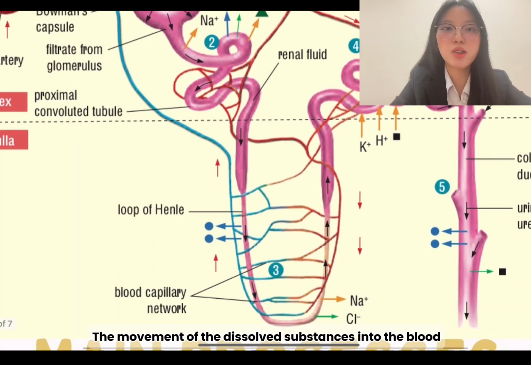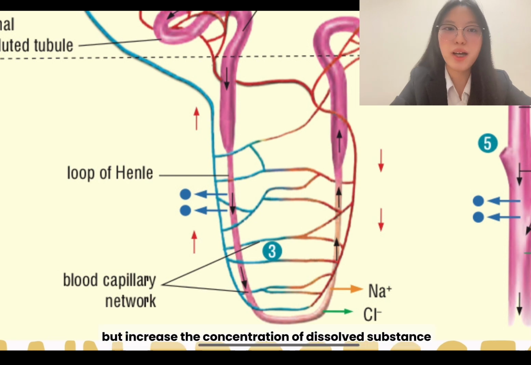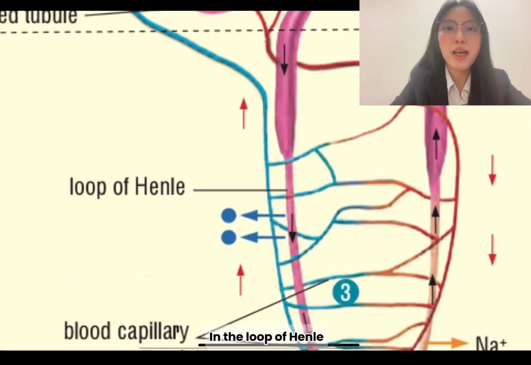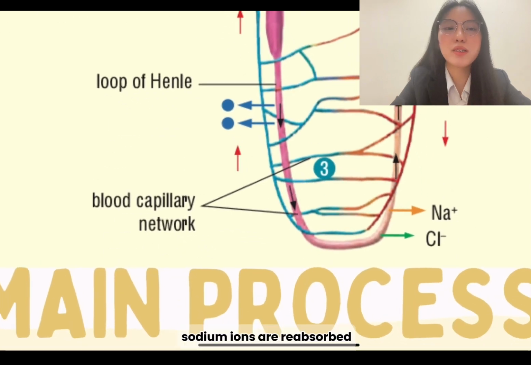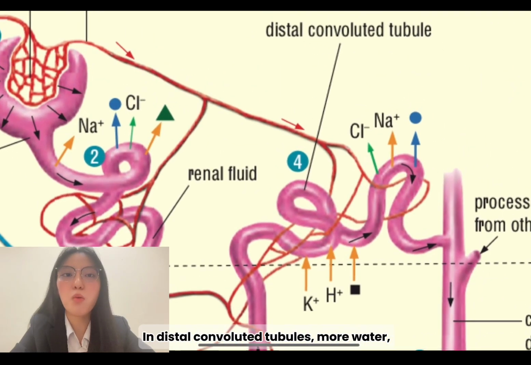The movement of dissolved substances into the blood capillary network reduces the concentration of dissolved substances in the glomerular filtrate but increases the concentration of dissolved substances in the blood capillaries. As a result, water can enter the blood capillary through osmosis. In the loop of Henle, water is reabsorbed through osmosis. Sodium ions are reabsorbed through active transport. In the distal convoluted tubule, more water, sodium, and chloride ions are reabsorbed. The amount of water and salts reabsorbed depends on the water and salt content in the blood.